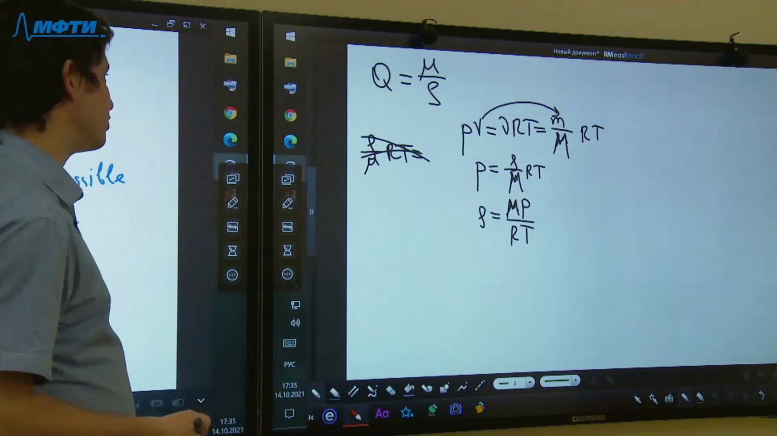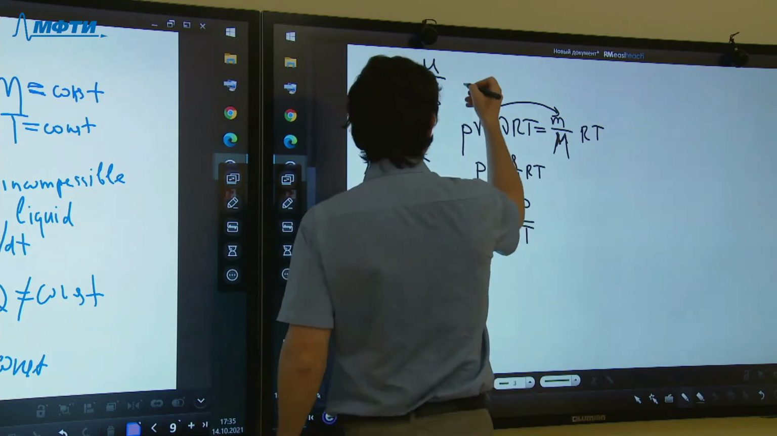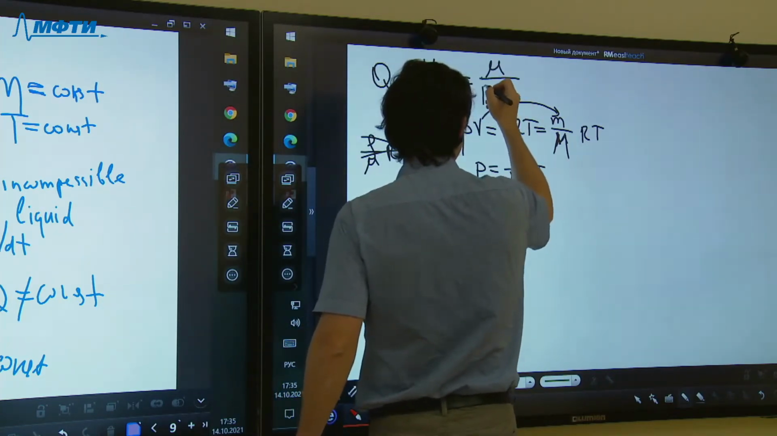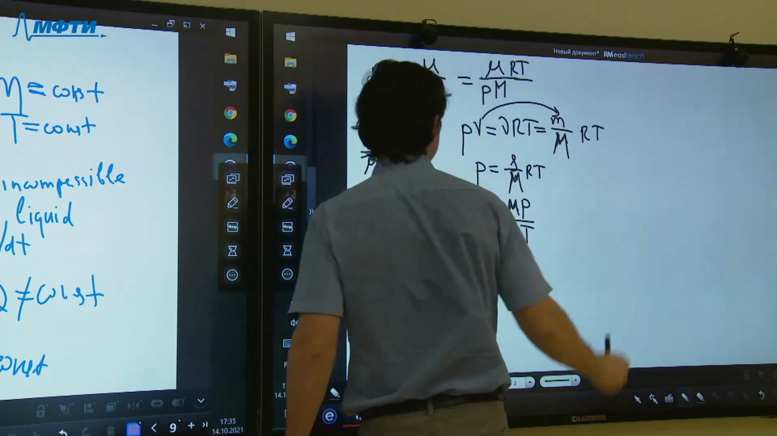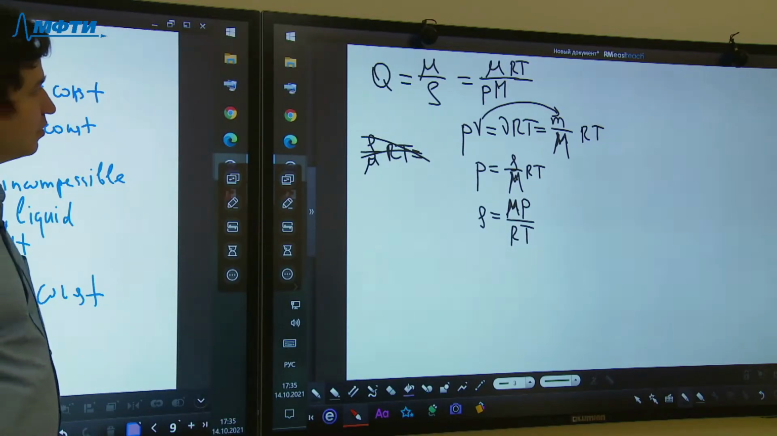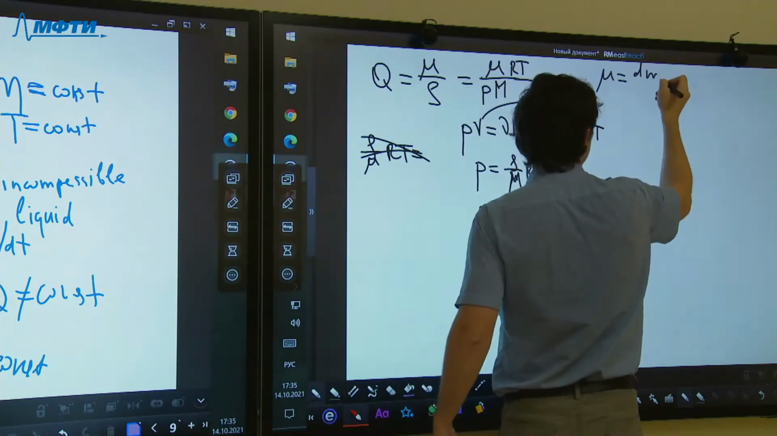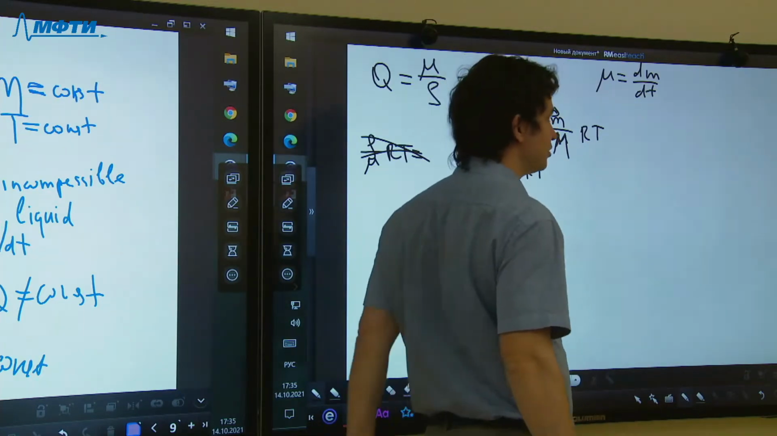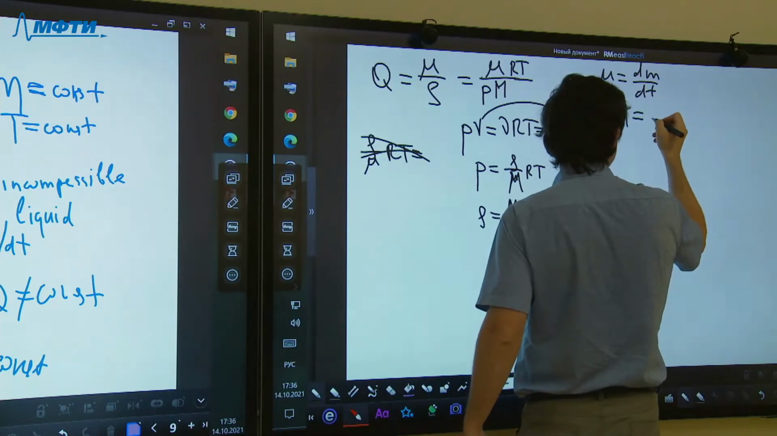So the density is proportional to the pressure. And now I plug it into this equation and get mu over P capital M, and RT goes to the numerator: mu RT over PM. Again, I say that mu is dm over dt, the mass of the gas which flows through the pipe per unit of time, while capital M is molar mass.